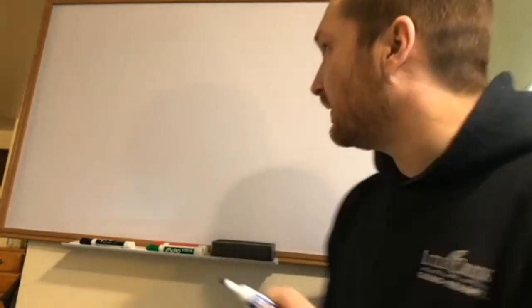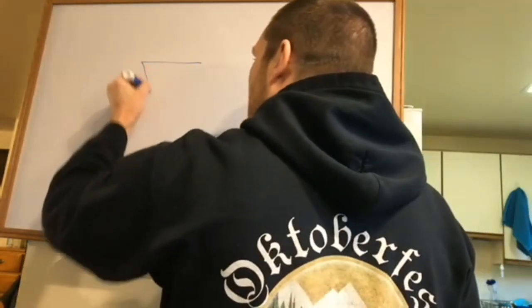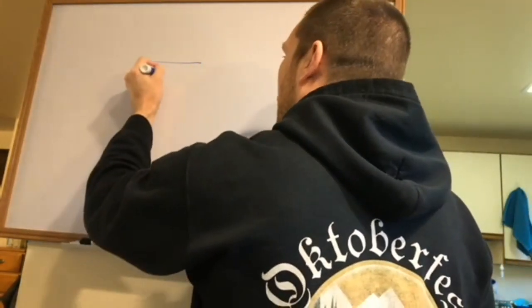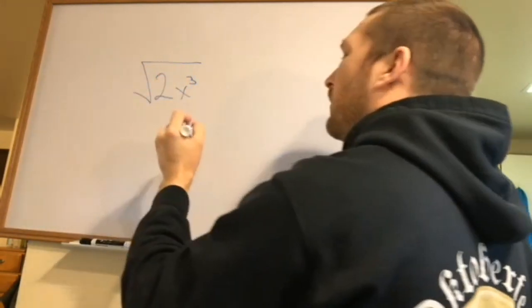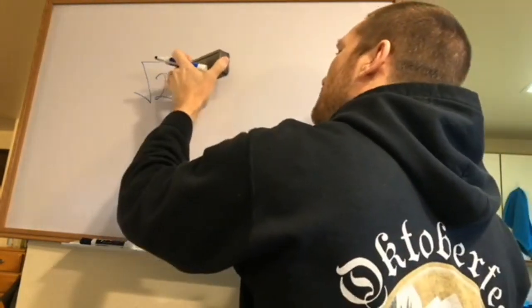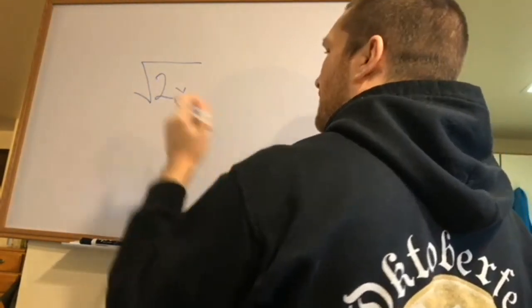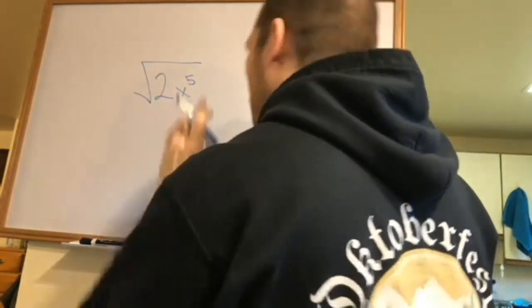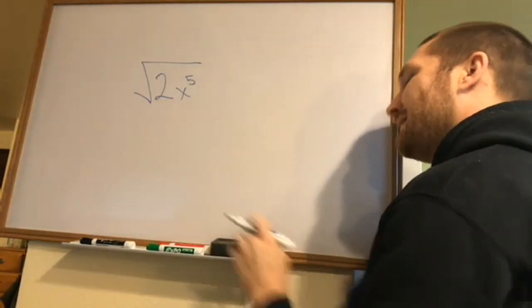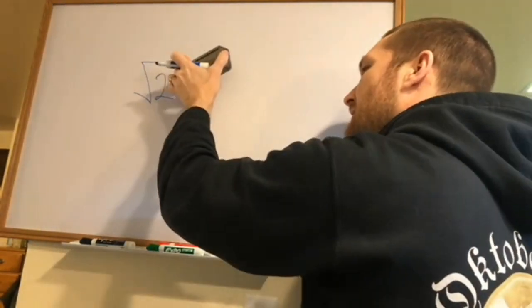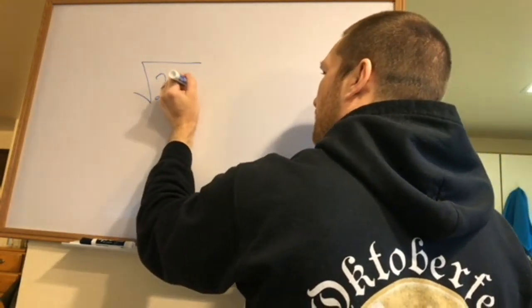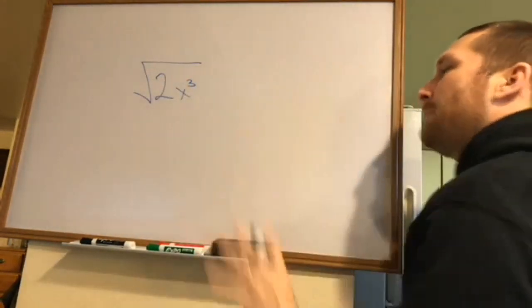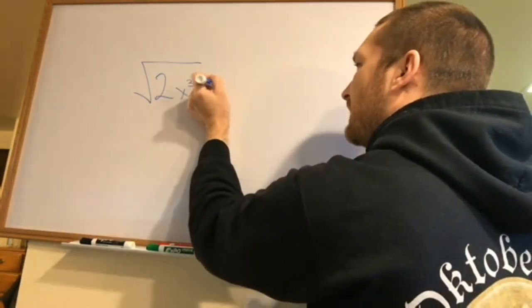So to be clear, if you have something like this, I don't know, how about 2x to the third? Actually, let's do x to the 5th. No, that won't work either. Let's just do it as 2x to the 3rd. Sorry. So up until now, what we've been doing is something like this.